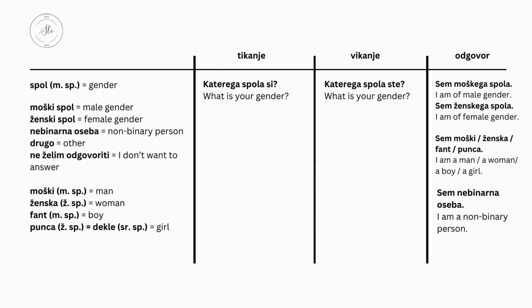Spol. When it comes to gender, I listed different options. Moški spol, ženski spol, nebinarna oseba, drugo, ne želim odgovoriti. And then we have moški, ženska, fant, punca ali dekle.